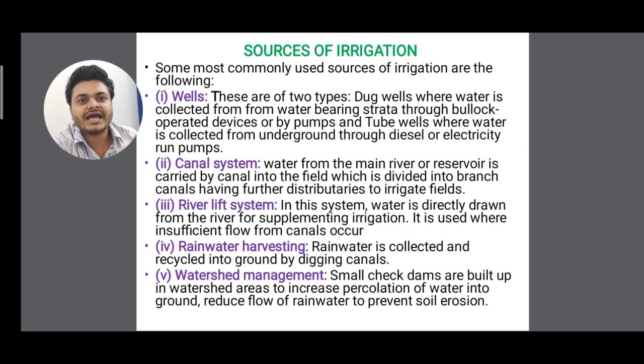Clear? So, well, canal, clear. What is rainwater harvesting? Rainwater harvesting is collecting of water or recycling of water from the rainwater. Clear? Like in hilly areas, they don't have sufficient water, so they store the rainwater in a tank on the rooftops. Later on, it will be used in washing clothes, dishes, and other activities, except drinking. Clear? In a few areas they boil it and drink also in severe crisis of water. One more is watershed management, like small check dams are built in watershed areas to increase percolation of water into the ground and to reduce flow of rainwater to prevent soil erosion. Clear? You'll study this. You'll write all the definitions.